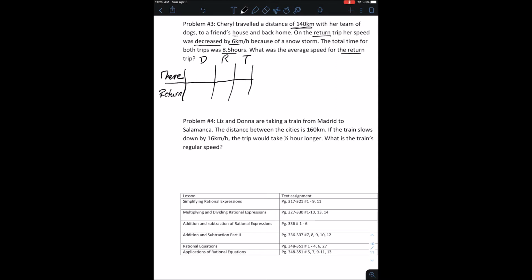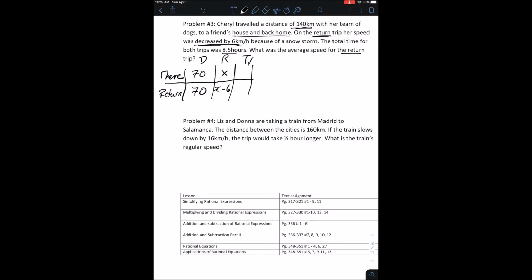So it says it's 140 kilometers to go to a friend's house and back. So that must be 70 there and 70 on the way back. We're assuming that she's taking the same route. The rate there, we don't know. But we know that on the return trip, it was decreased by 6. So that's the speed take away 6.